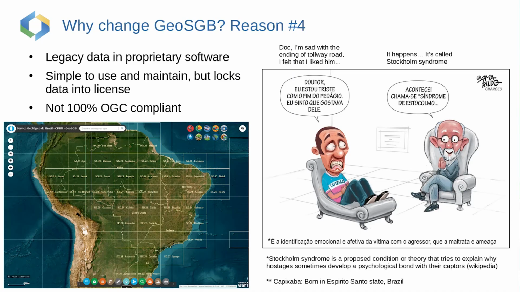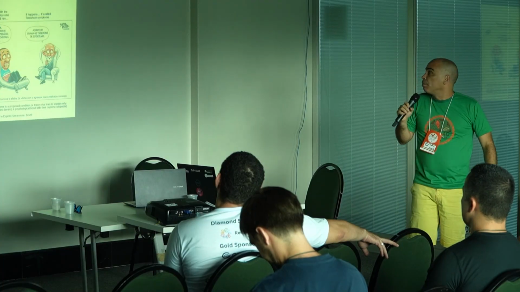Reason number four: the legacy data. Our legacy data is now hosted in proprietary software. I think you know what it is. Simple to use, simple to deploy, more or less simple to maintain, but it locks our data into a private license. We are sharing the ownership of the data with this company, and this is really, really, really bad.